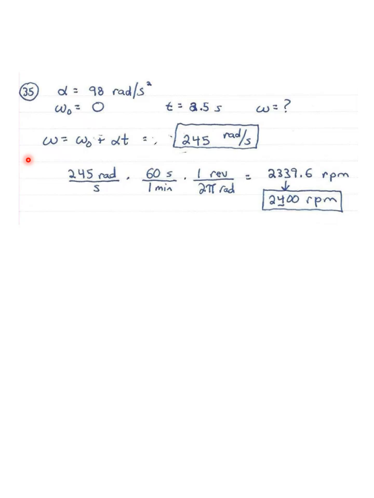Converting that to revolutions per minute, you can see we want to turn radians, or first let's turn the per second into per minute. So 60 seconds over a minute, the seconds will divide out. And then let's turn the radians into revolutions. So that's 1 revolution is equal to 2 pi radians. The radians will cancel out, and we're left with 2400 RPM.